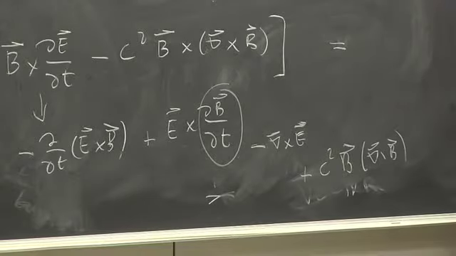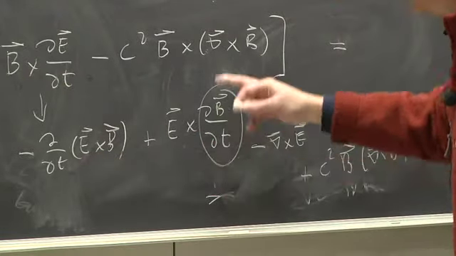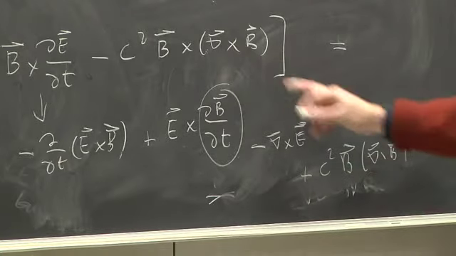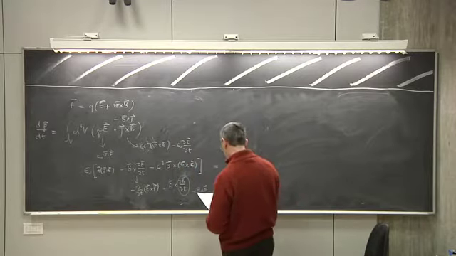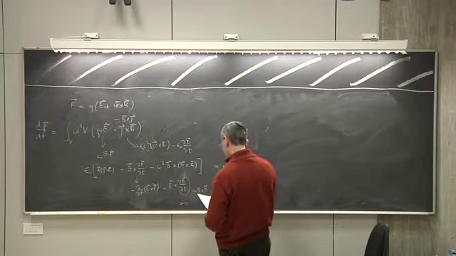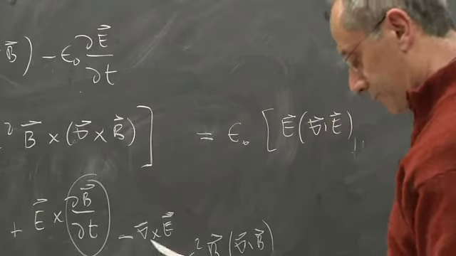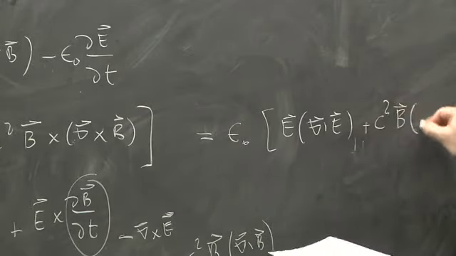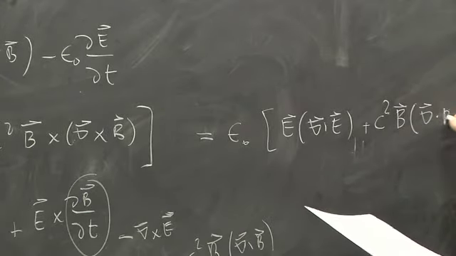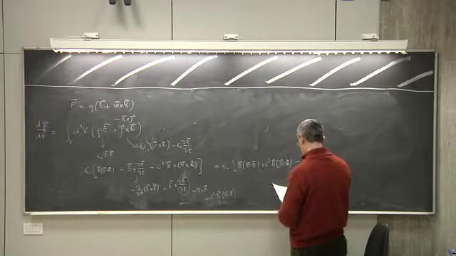Because it's 0, I can always add it. So I have this plus this plus this plus this and plus this. So I can start collecting. You see, I have the divergence of E. I rewrote it. So if I collect, I get this epsilon naught E times the divergence of E plus this term here that is 0, but I put it there because I have some idea that will come handy.